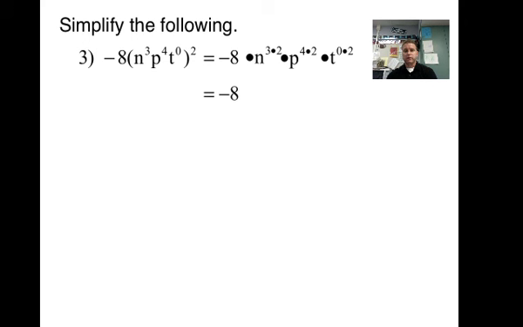So I'll keep that -8, and I'll get n to the 6th, p to the 8th, and then t to the 0. Anything to the 0 power is a 1. That's important to remember. And if you multiply by 1, you're basically just dropping that. And there's your answer.